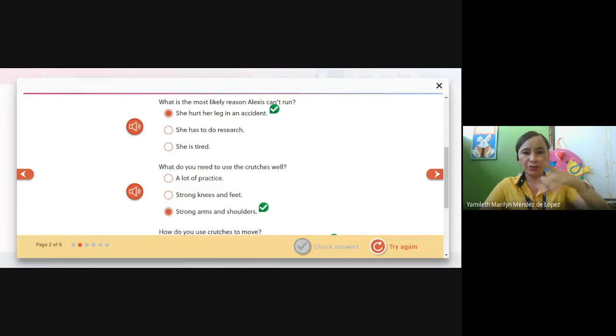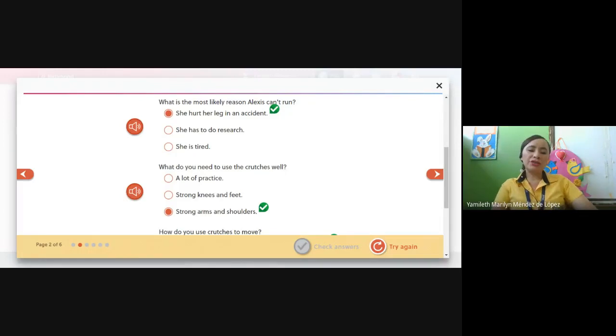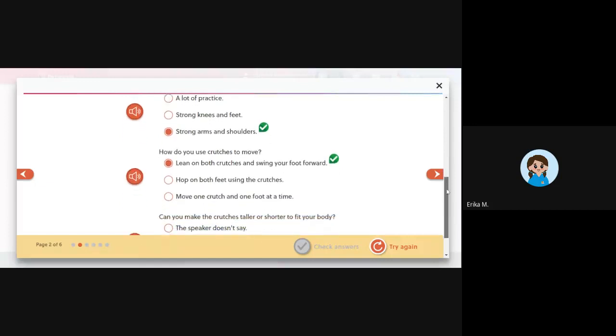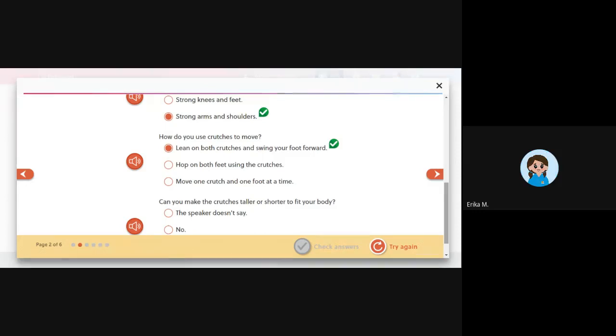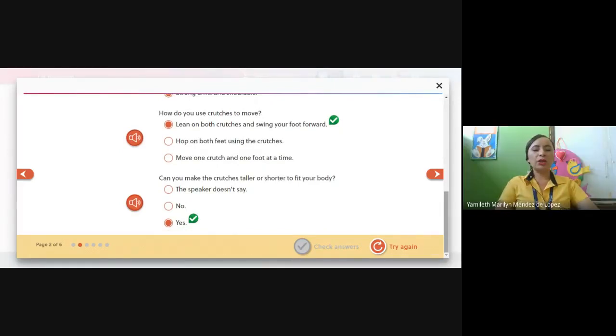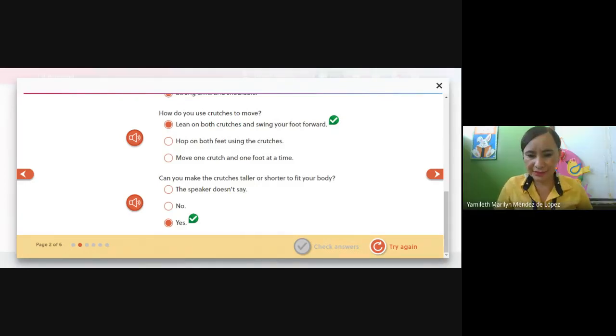I'm gonna read the question, you are gonna answer. What is the most likely reason Alexis can't run? She hurt her leg in an accident. What do you need to use the crutches well? Strong arms and shoulders. How do you use crutches to move? Lean on both and swing your foot forward. Can you make the crutches taller or shorter to fit your body? Yes. Okay, perfect, excellent. Let's continue with the next page.